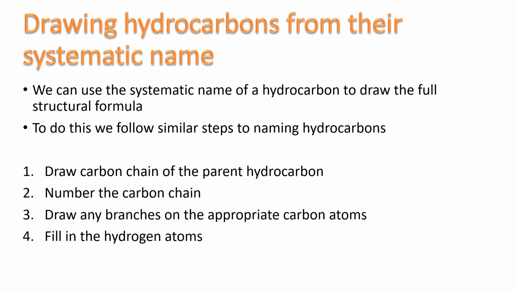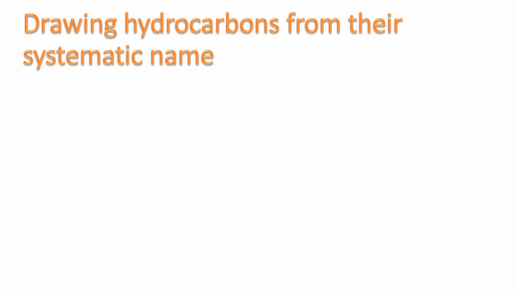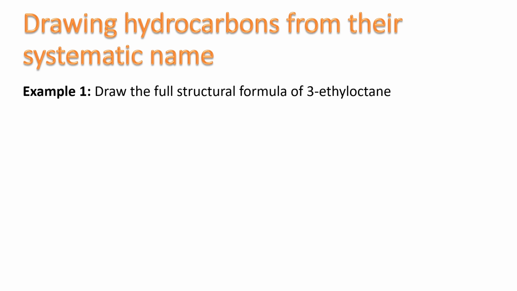The first thing we do is draw the carbon chain of the parent hydrocarbon. We don't draw the parent hydrocarbon in full, we just draw the carbon chain first. The next step is we number the carbon chain. Then we draw any branches on the appropriate carbon atoms, and then we fill in our remainder hydrogen atoms. So let's look at an example. We're asked to draw the full structural formula of 3-ethyloctane.